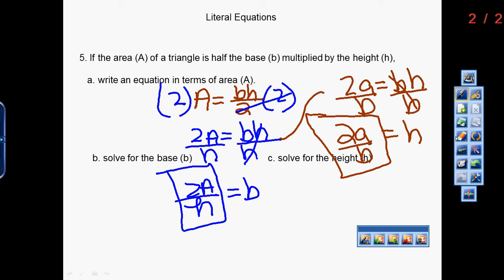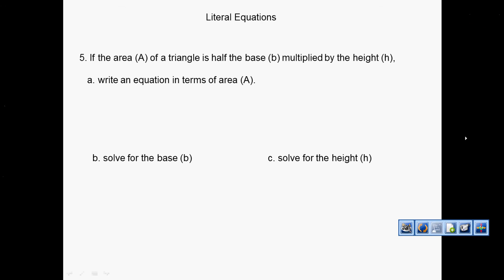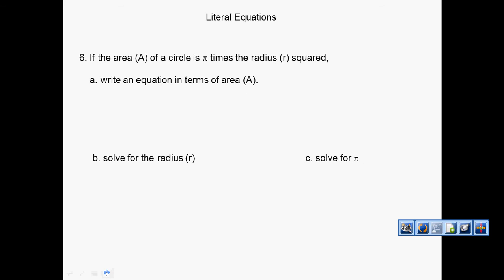Okay, let's look at the next sheet here. Remember to pause your video if you need more time. And this is just walking you through the exact same thing. So now I have the area of a circle is pi times the radius squared. Write the equation in terms of the area. So I'm not going to work this one. I'm going to give you a moment to work this one on your own. So pause your video if you need extra time because I'm going to go and show you the answers.